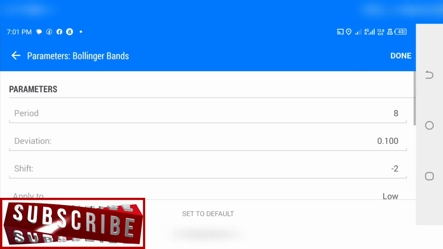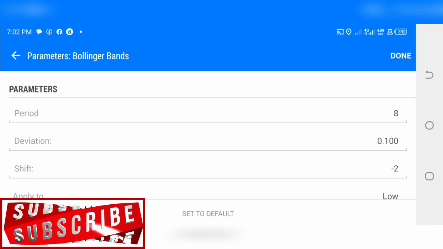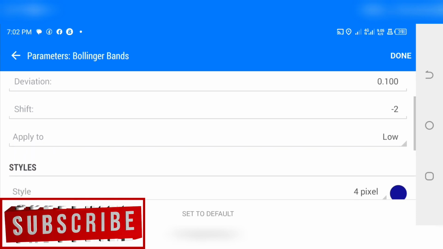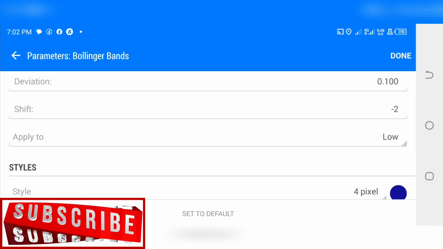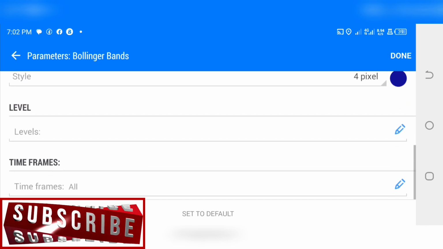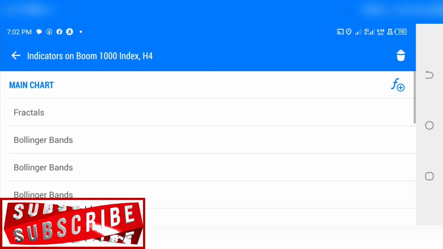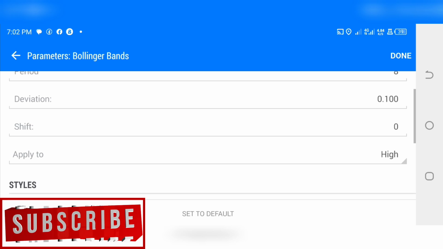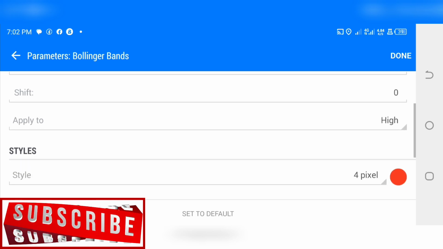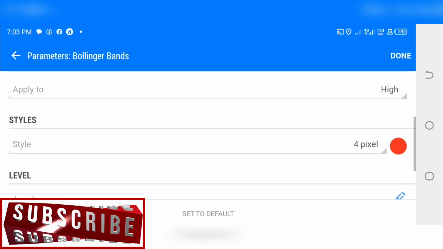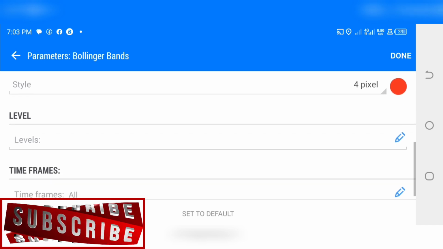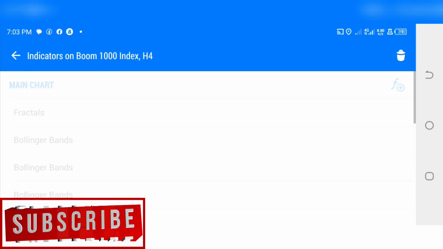The second Bollinger Band: period is 8, deviation is 0.100, shift is -2, apply to is low, style is 4 pixel dark blue. So that is it. The third Bollinger Band: period is 8, deviation is 0.100, shift is 0, apply to is high, style is 4 pixel red. So that is it.